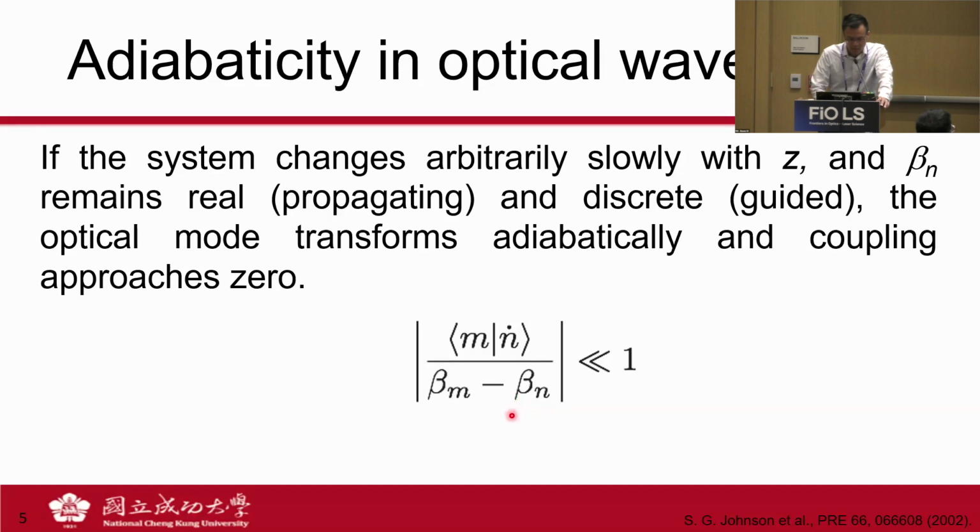So this pretty much gives us an idea of how we look at this adiabaticity parameter, which tells us how much the unwanted coupling is. With this definition, we then go to really calculate this parameter in guided wave devices.